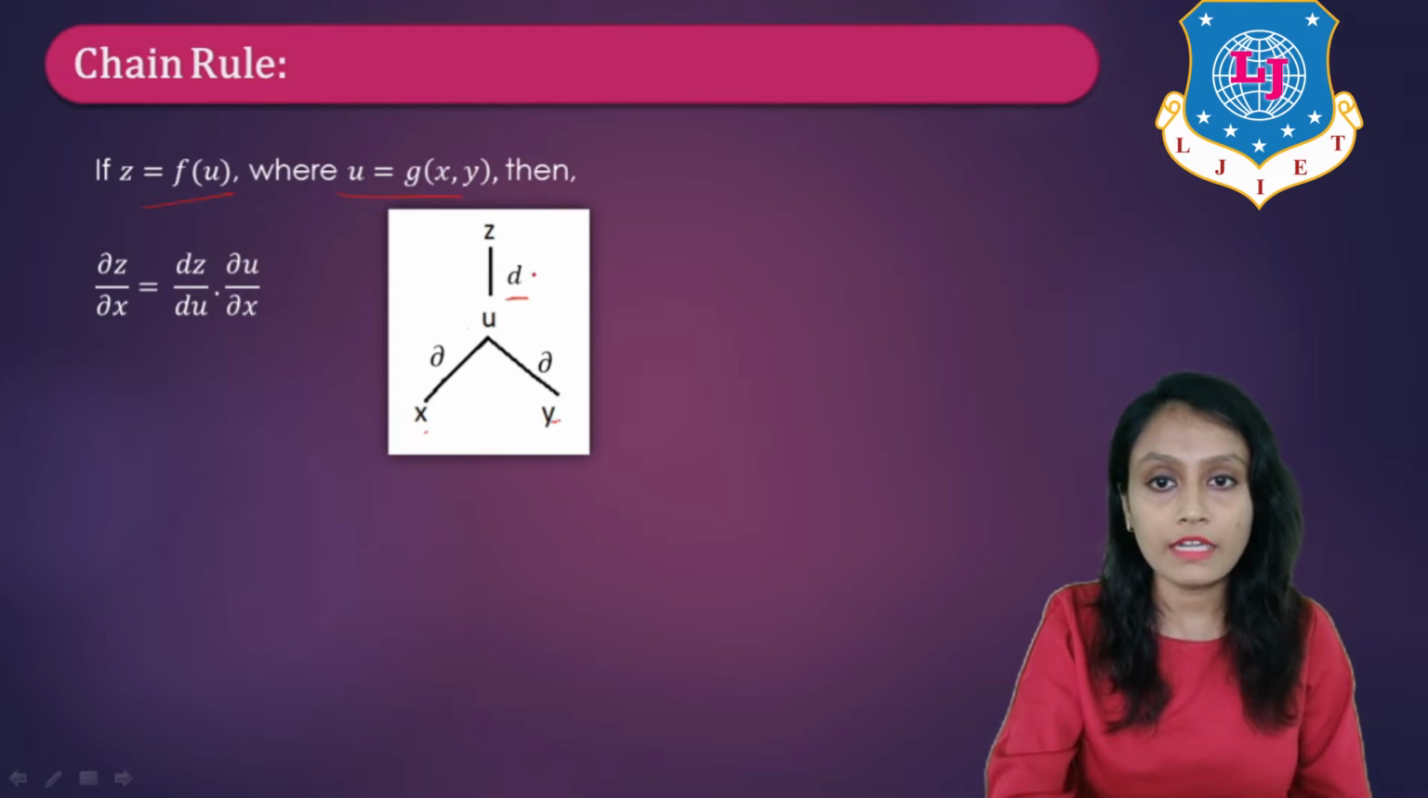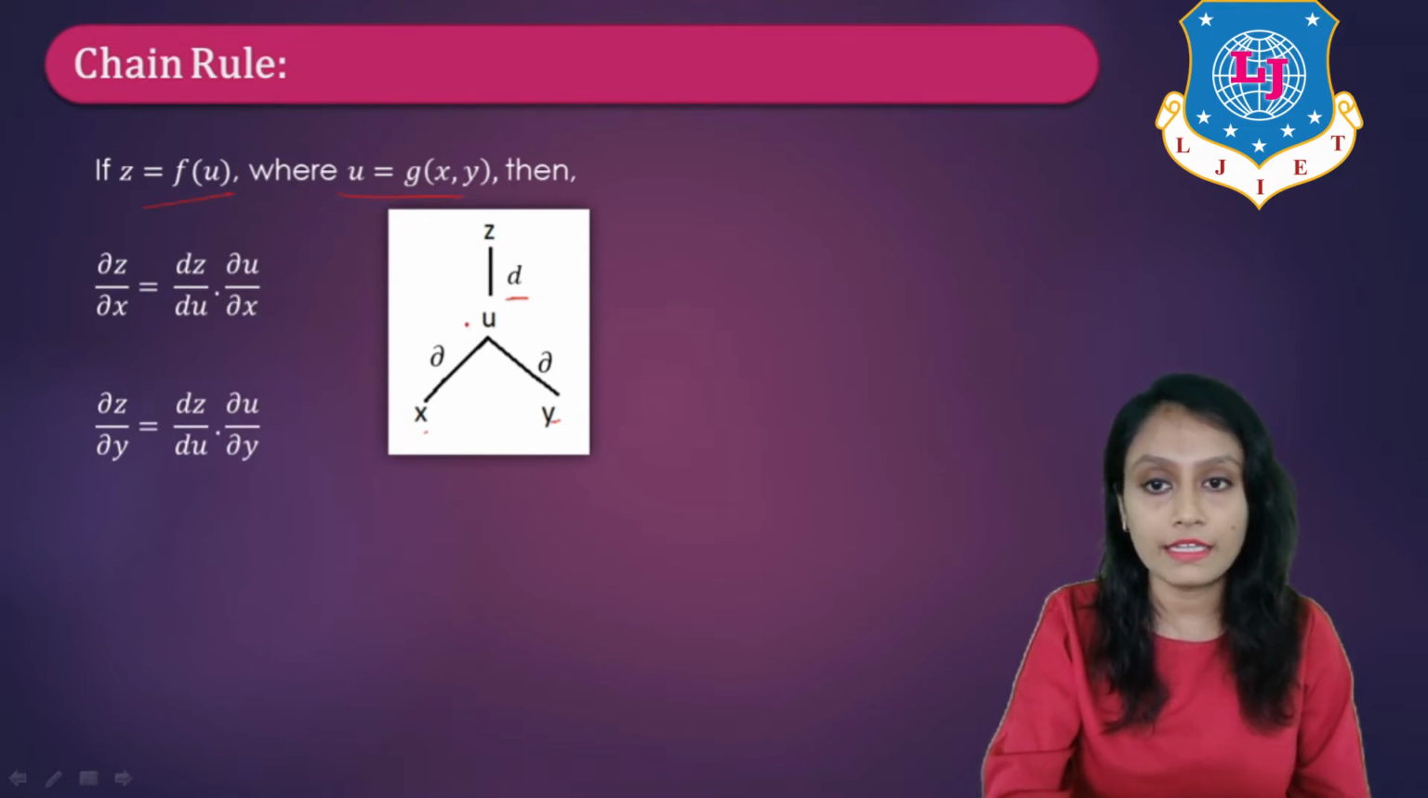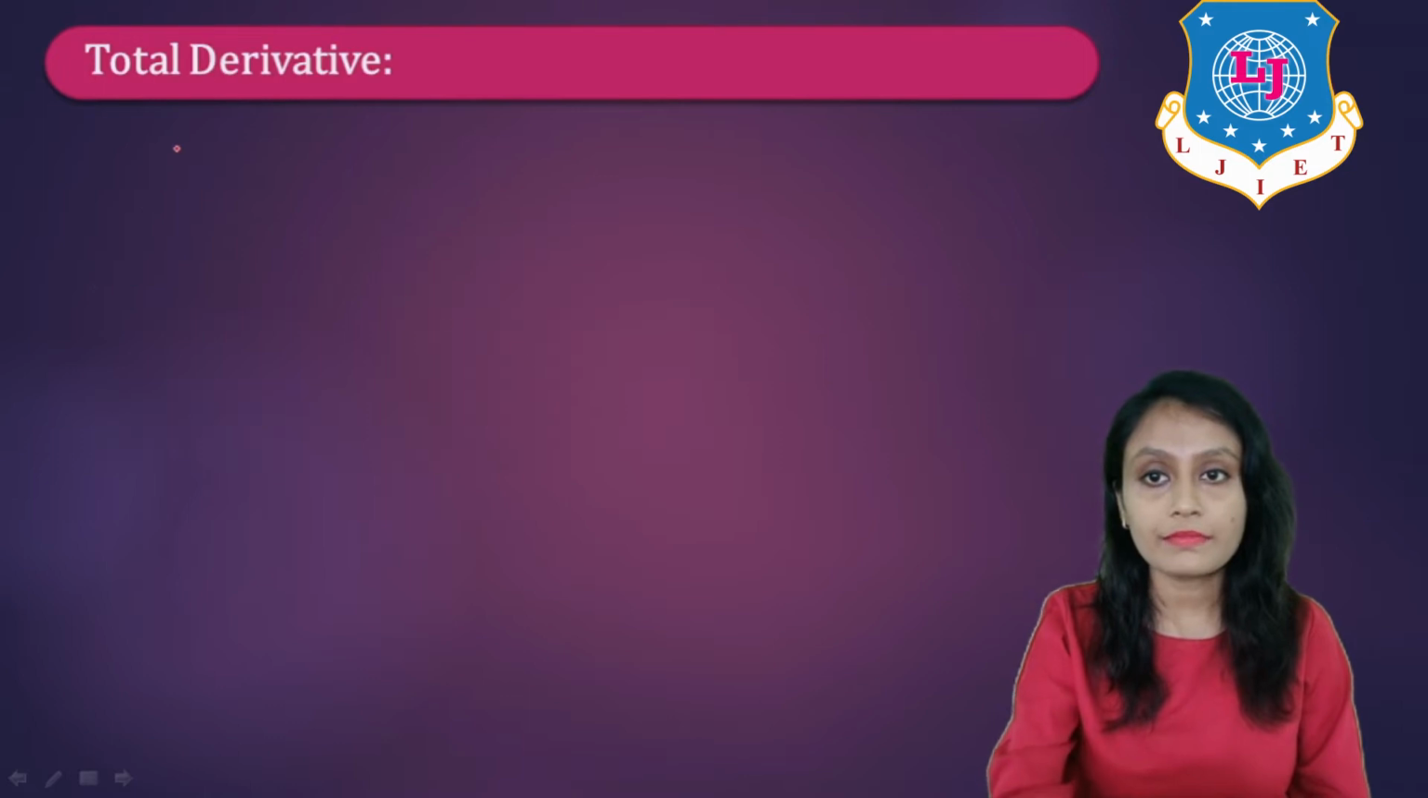Now the formula to find del z by del x is what? Firstly, here we have d, so we will write dz by du into del u by del x. Next one, del z by del y: firstly here we have d, so we will write dz by du into del u by del y. Next, let's discuss total derivative.